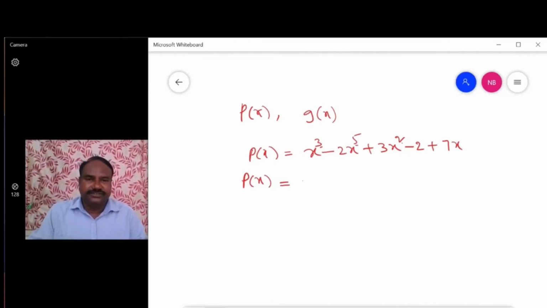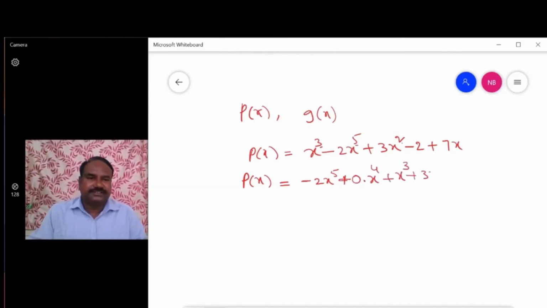So what we do is first we take that minus 2x power 5. Next, the 4th degree term is not there. If any term is not given in the middle, you always keep 0 in that place, nothing but 0 into x to the power of 4. And then after that x cube term, x cube. Next is plus 3x square plus 7x minus 2. Like this, p of x or g of x both should be in descending order of the powers of their variables.